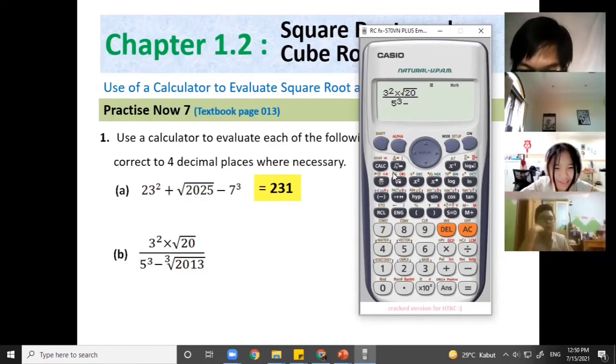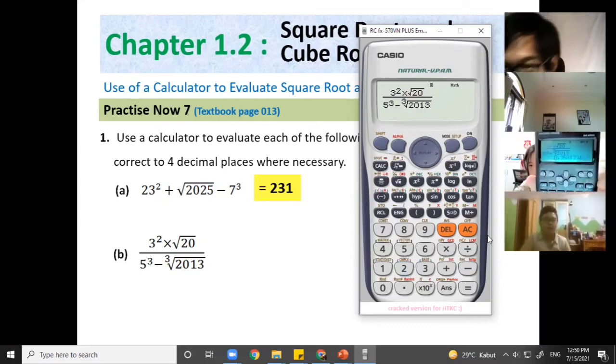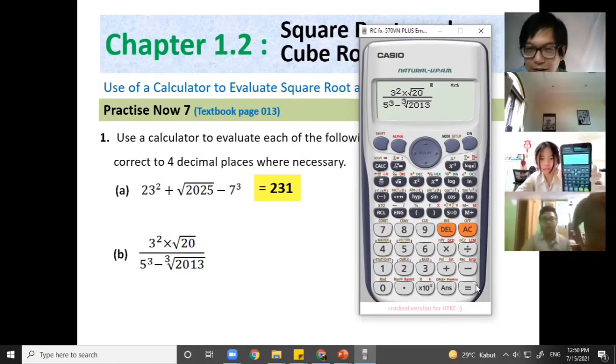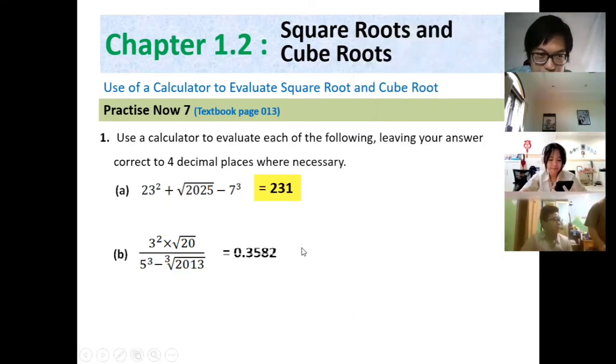This is cube root, right? Ini cube root nih. Jadi shift ini... 2013. Wow, oke. Itu benar. Itu karena pakainya yang bagus ya. 0.35 something. Sama, 0.358. Good job. For decimal place, if it's asked for decimal place, ya udah, for decimal place aja.